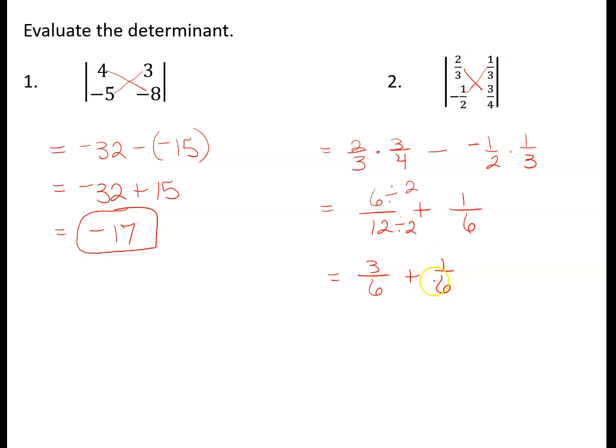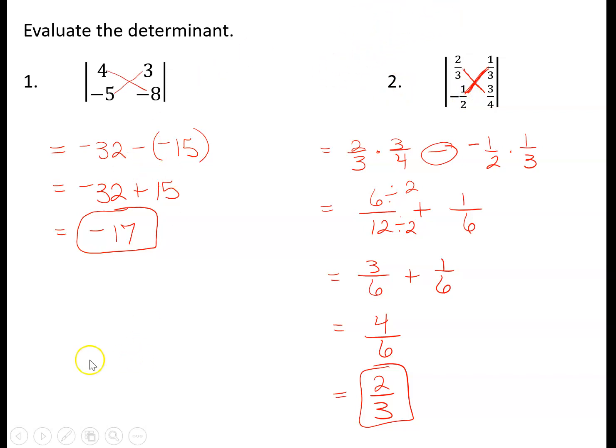And now I can add it to my 1/6. 3 plus 1 will give me 4 on top. Keep the denominator, and then simplify our answer. Divide by 2 is going to make that 2/3. So 2/3 is our final answer there. And there's several different ways you could go about getting that. But just remember, the main formula is start on the upper left, multiply, subtract, and then multiply the other diagonal.